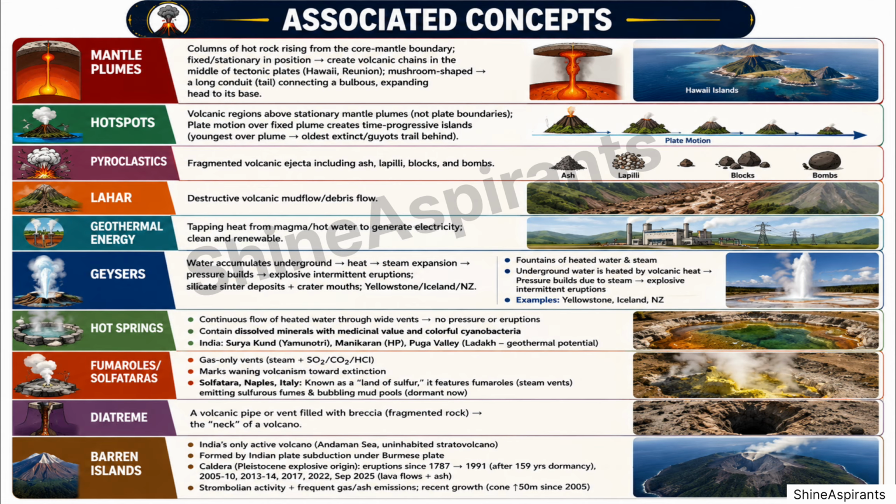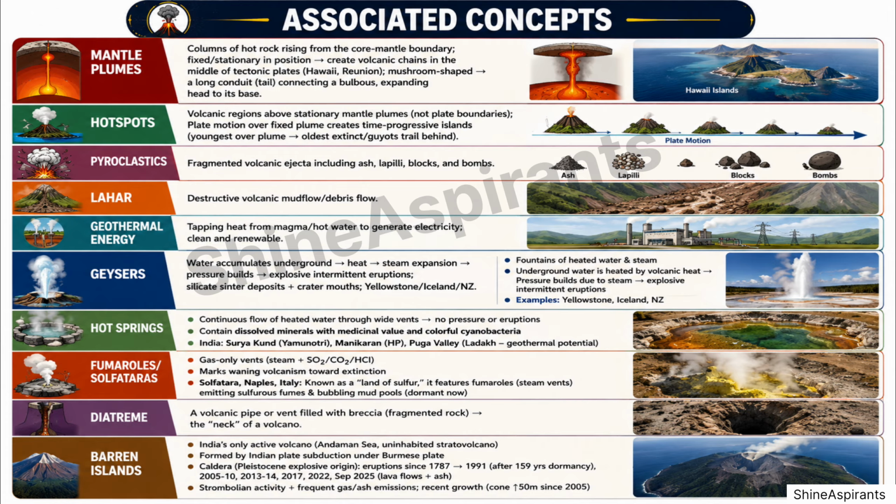Geysers: underground water heated by volcanic heat, steam expansion, pressure builds, explosive intermittent eruptions. Examples: Yellowstone, Iceland, New Zealand. Hot springs: continuous flow of heated water through wide vents, no pressure or eruptions. Contain dissolved minerals with medicinal value and colorful cyanobacteria. India: Surya Kund, Yamunotri, Manikaran, HP, Puga Valley, Ladakh, geothermal potential.